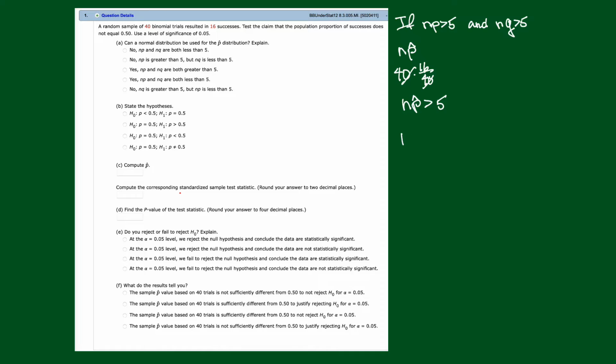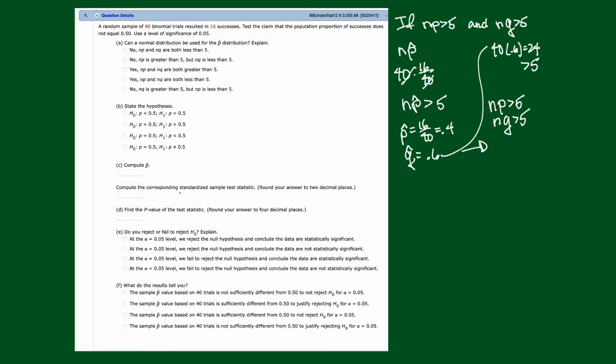All right, so if p hat is equal to 16 over 40, which turns out to be 0.4, q hat is then 0.6, and then if I run this one, 40 times 0.6, that's 24, which is greater than 5. All right, so both np and nq are greater than 5, so that implies we can use the normal approximation.